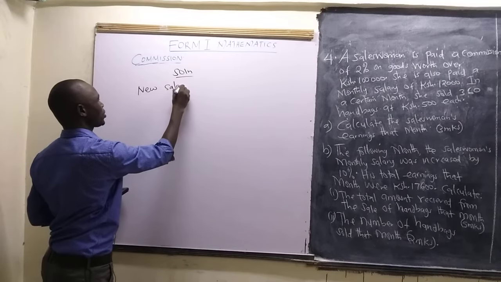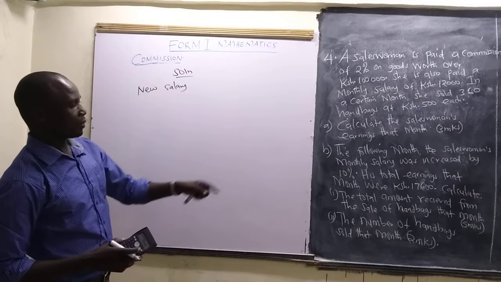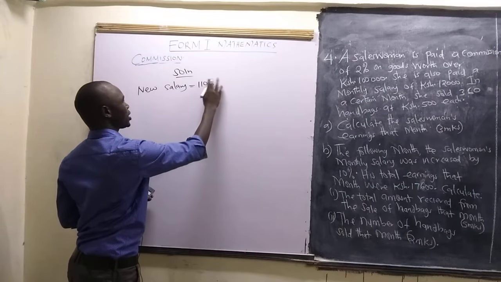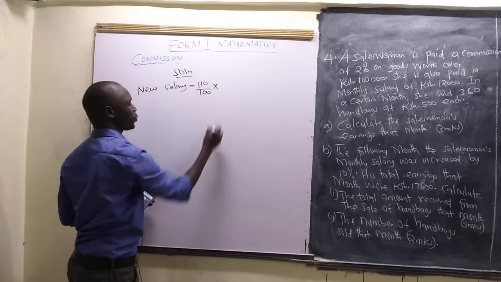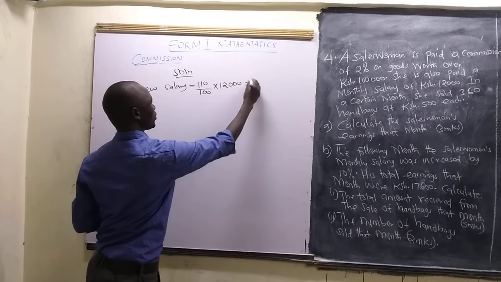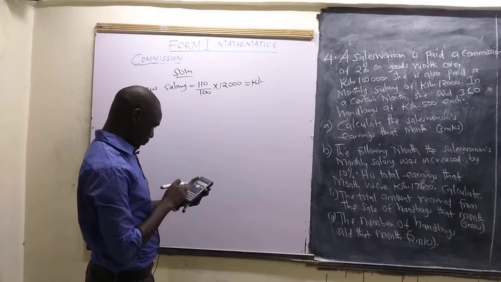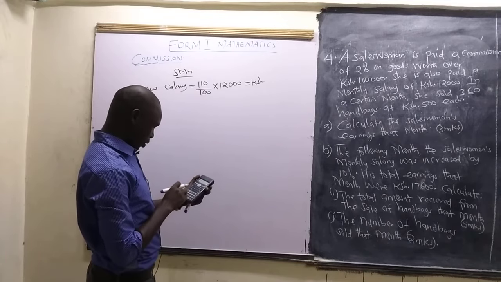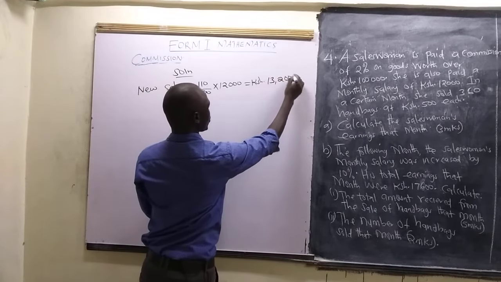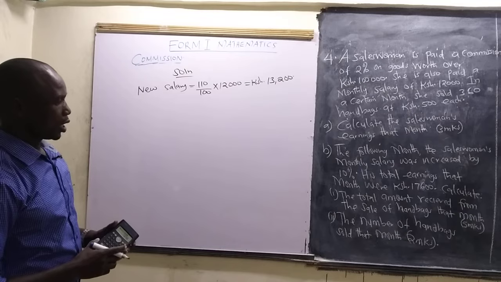And how do we get the new salary? If the old salary is 100% and she has been given an increment of 10%, it means now she's earning 110%. That means 110 out of 100 we multiply by the old salary, which is 12,000. That is 110%. We multiply by 12,000. Our new salary is going to be equal to 13,200. That is the new monthly salary after the increase.